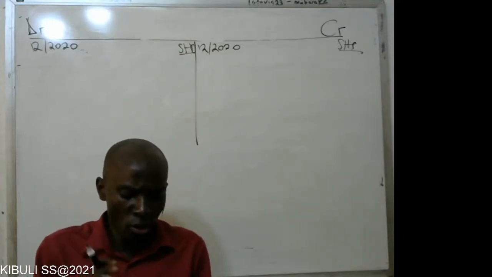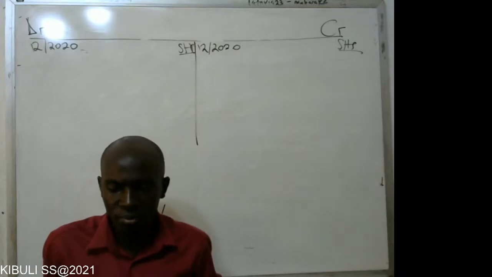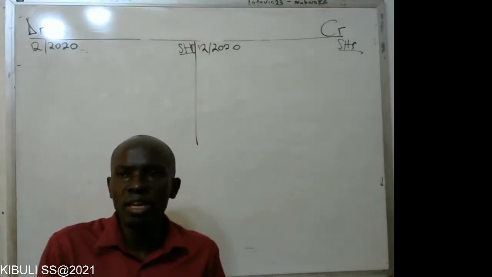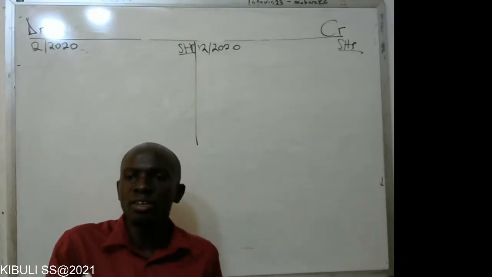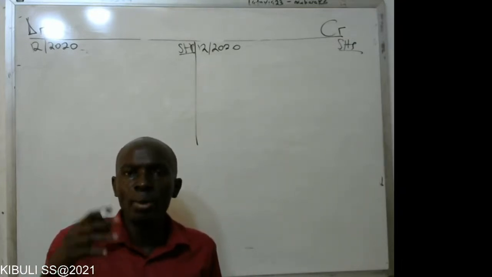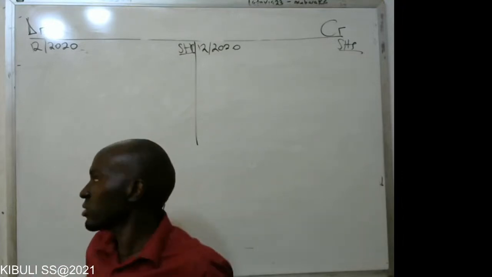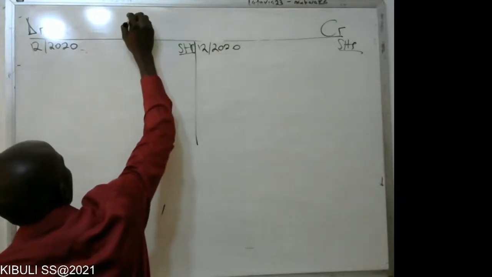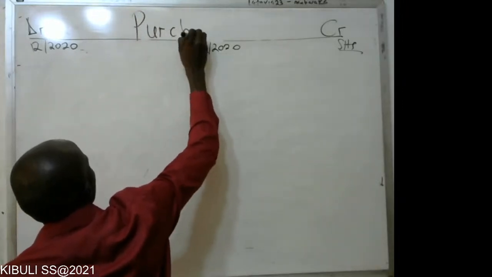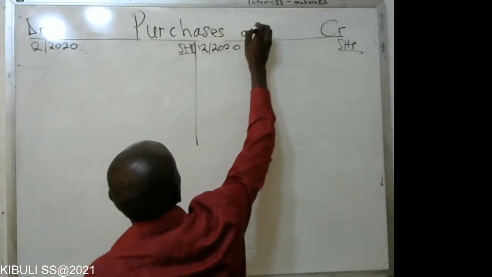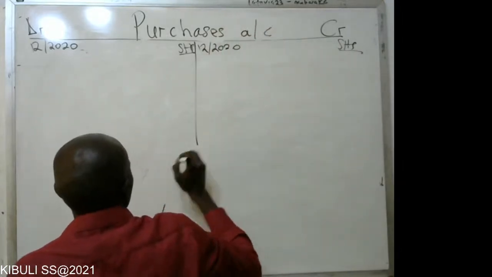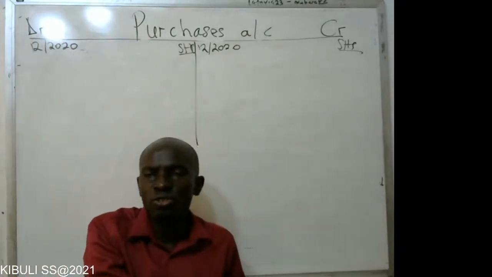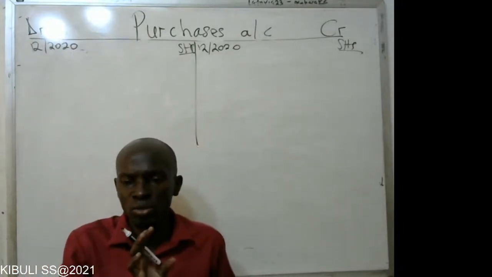Transaction on fourth, bought goods by cash. And you said when you buy goods, that one we call it purchases. So implying that now you need to open up a purchases account. You need to open up a purchases account in your ledger account. So you have your purchases account.